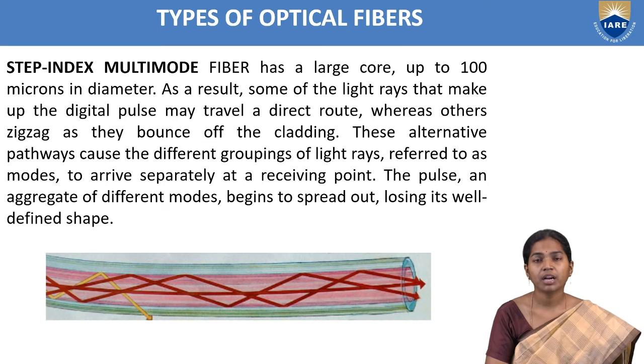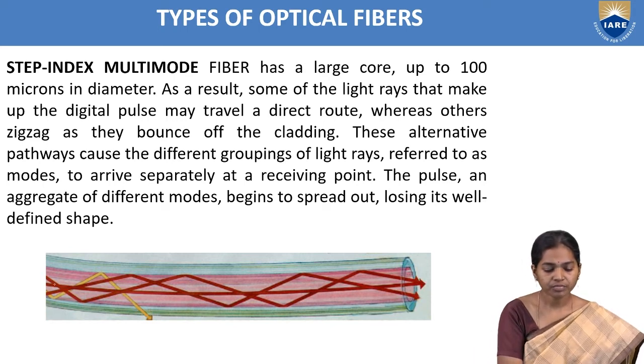Step index multimode fiber. In step index multimode fiber, the diameter is 100 microns. As a result, some of the light rays that make up digital pulses may travel a direct route, whereas others zigzag as they bounce off the cladding. So these alternative pathways cause different groupings of light.